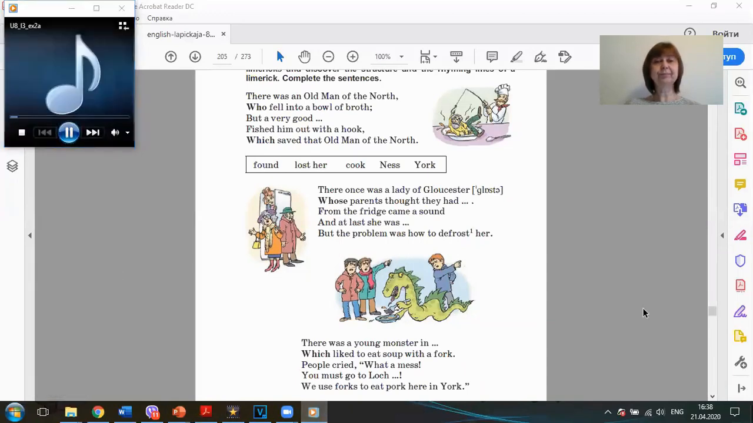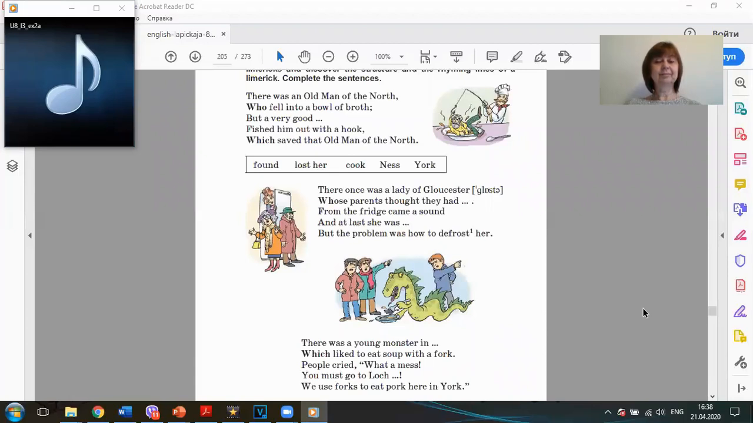Unit 8, Lesson 3, Exercise 2A. There was an old man of the north who fell into a bowl of broth, but a very good cook fished him out with a hook, which saved the old man of the north. There once was a lady of Gloucester, whose parents thought they had lost her. From the fridge came a sound, and at last she was found. But the problem was how to defrost her.